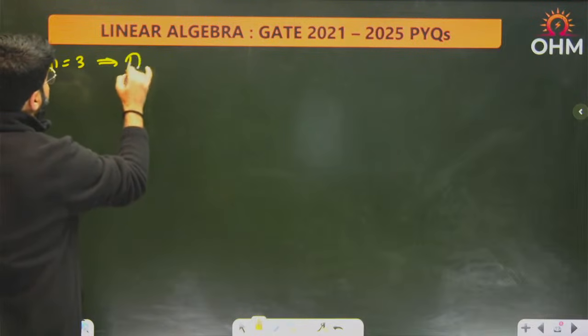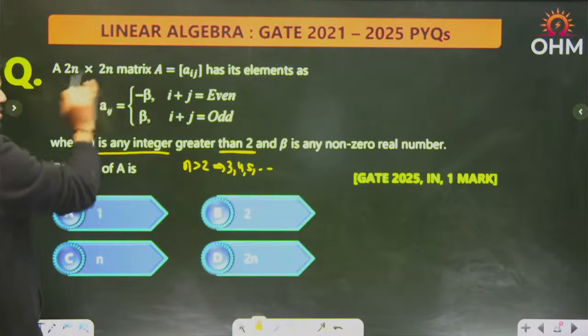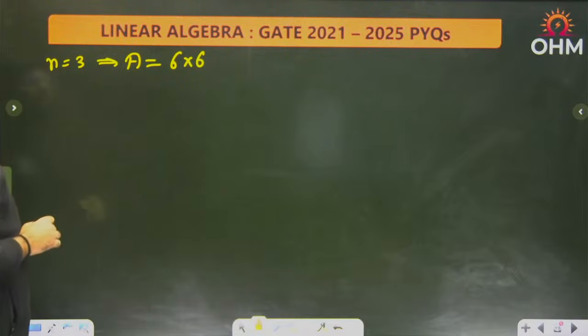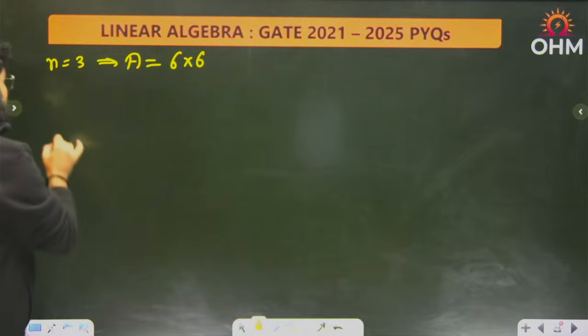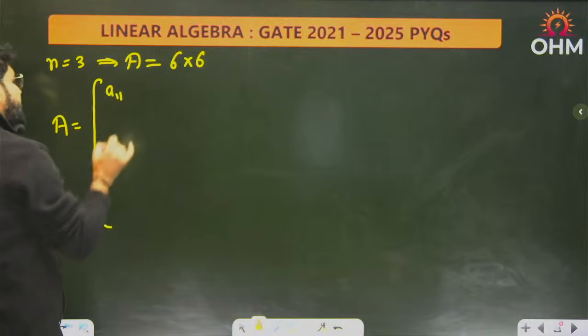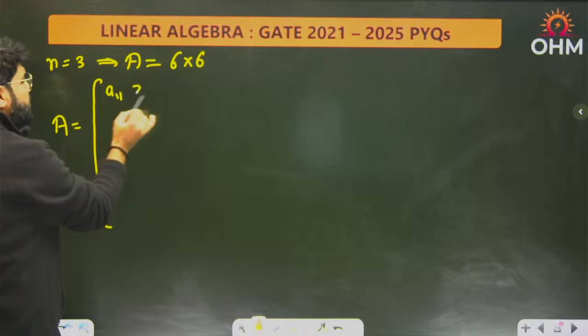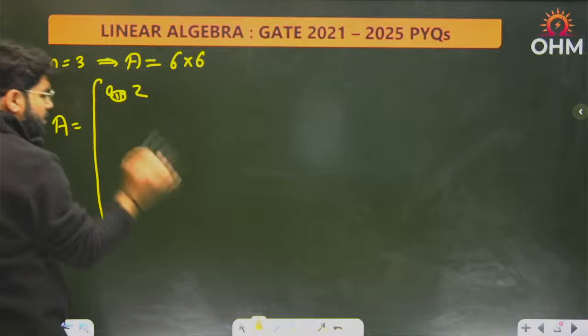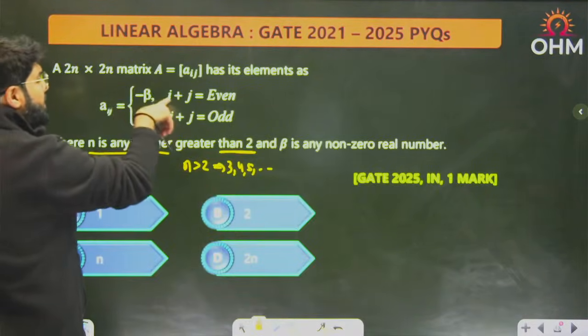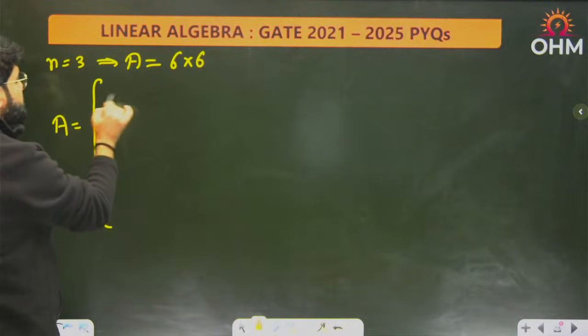Then the matrix size is 2n cross 2n, that will become 6 cross 6. What will I write here? A11, what is 1 plus 1? 1 plus 1 will be 2, and 2 is even. Whenever i plus j is even, write down the answer as minus beta.